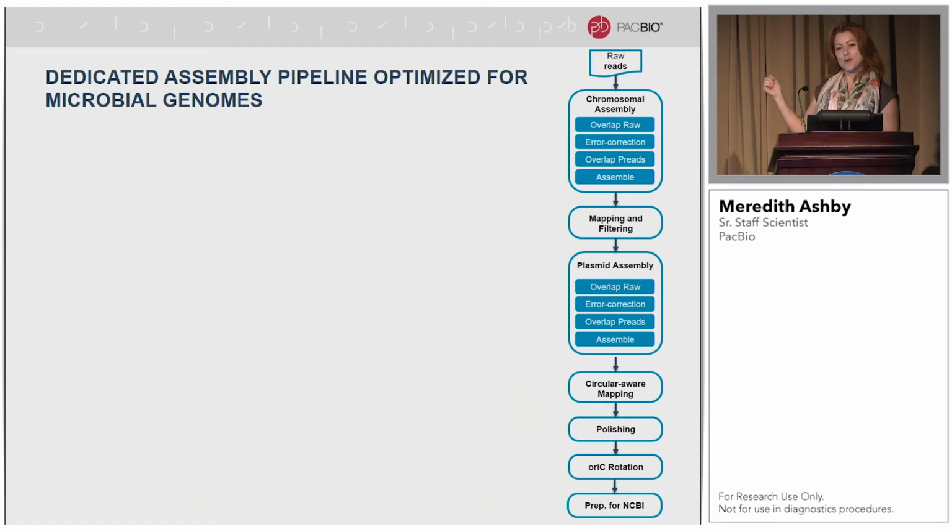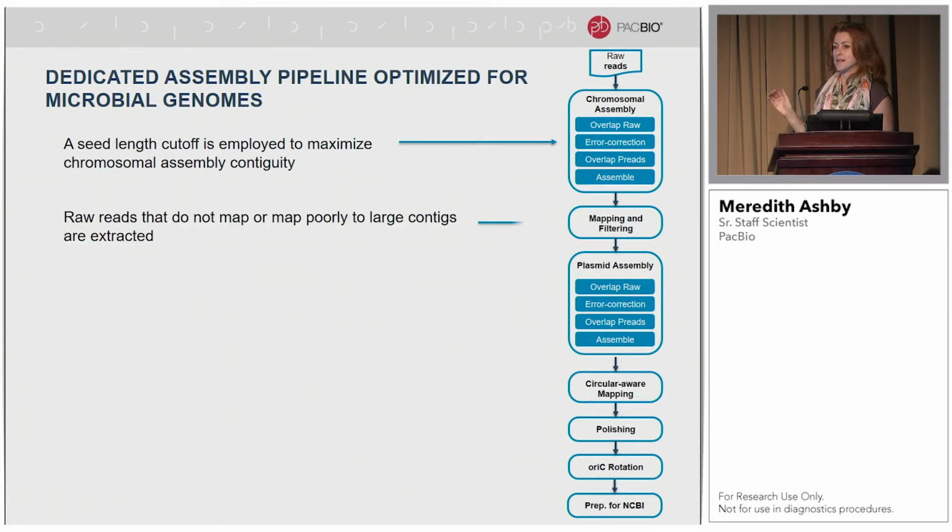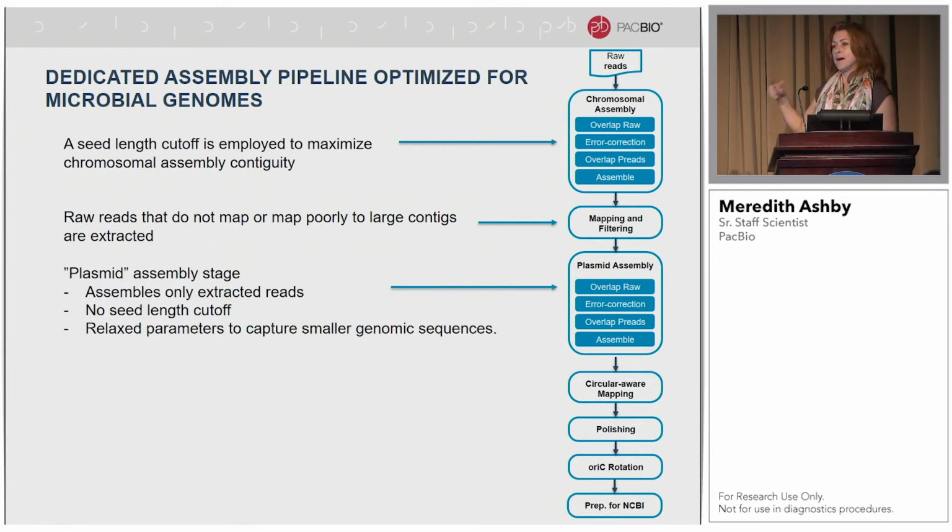Now a little bit more detail on how the assembly pipeline works. Off on the right side of the screen here is the summarized workflow for assembly. We still do chromosomal assembly in the same way we always did. There's a seed length cutoff that is set in order to maximize the contiguity of the assembly. But then any raw reads that do not map back to the assembly, we extract them and funnel those into a plasmid assembly stage.